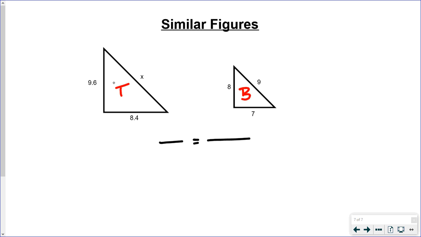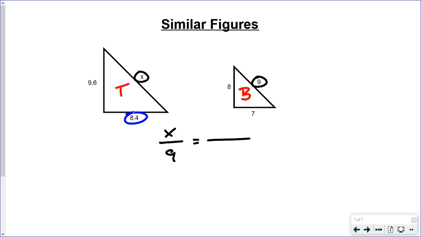So I like to put T on the side that has the X because I like to put the X in top. And then in the bottom, I put which side matches up with X. That's called its corresponding side. So X corresponds with the 9. So I put X over 9. And then now I can use either 9.6 or 8.4. It doesn't matter. So I used X and 9.